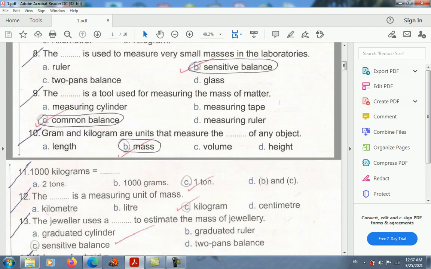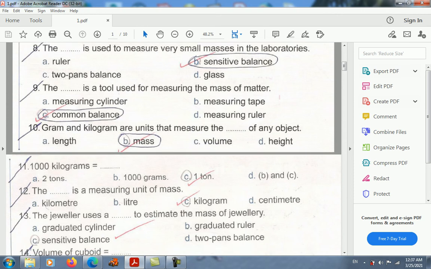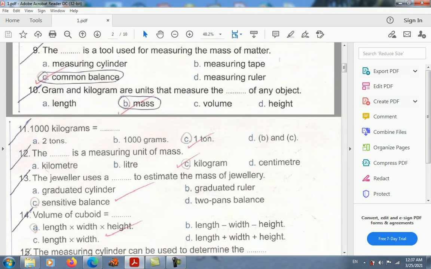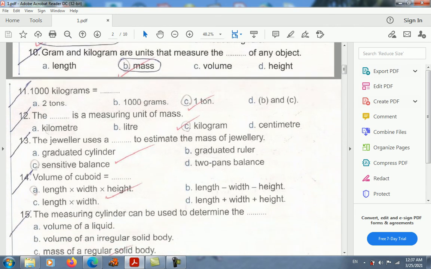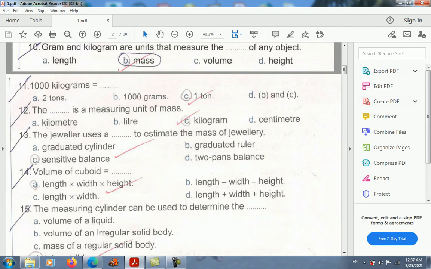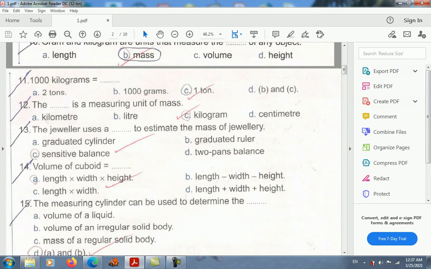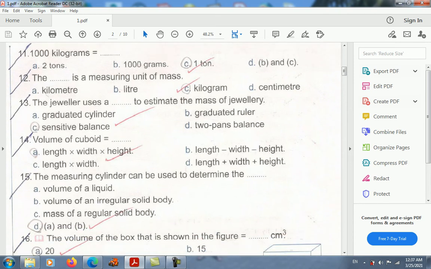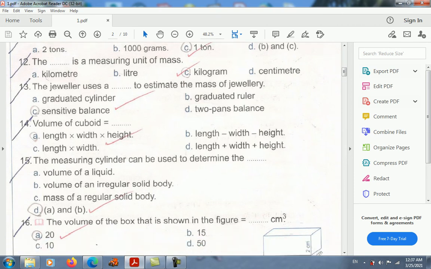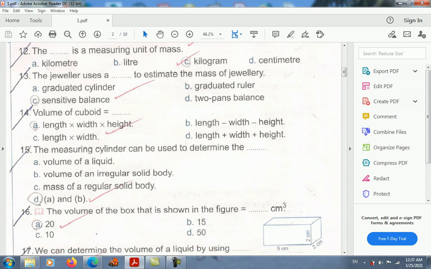8. The sensitive balance is used to measure very small masses in the laboratories. 9. The common balance is a tool used for measuring the mass of matter. 10. Gram and kilogram are units that measure the mass of any object. 11. 1000 kilograms equal 1 ton. 12. The kilogram is a measuring unit of mass.